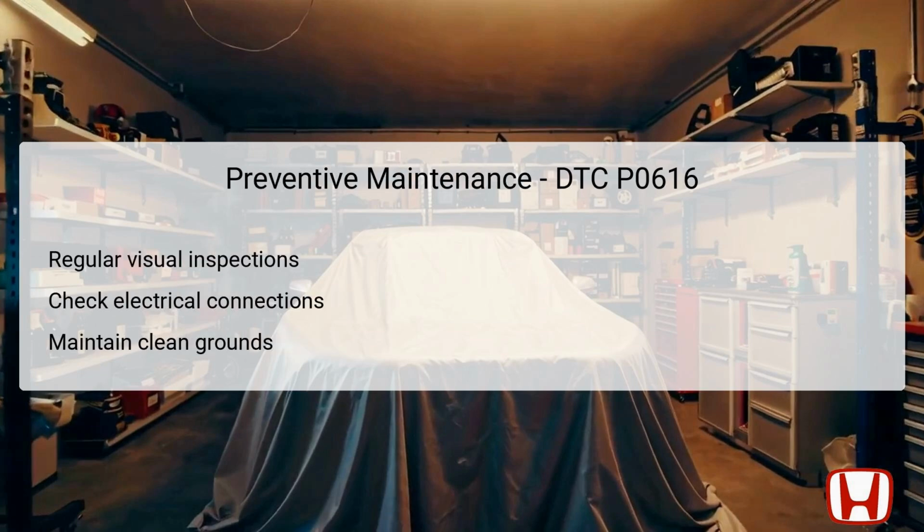To prevent issues related to DTC P0616 in the future, implementing a robust preventive maintenance routine is advisable. Regular visual inspections of the starter cut relays and associated wiring can help identify potential issues before they escalate. Technicians should particularly focus on checking all electrical connections for signs of wear or corrosion, as these can significantly impact the functionality of the starter system.